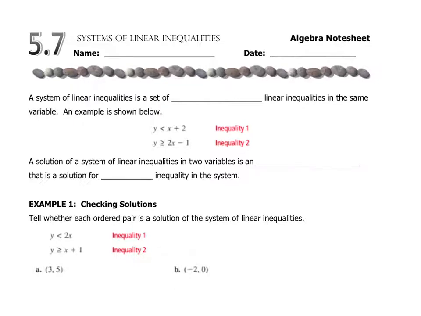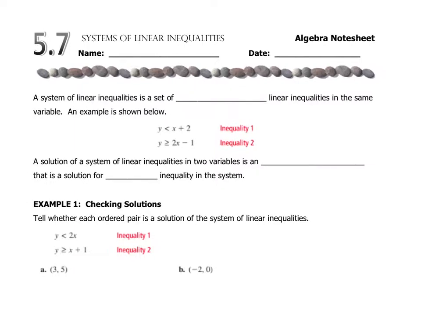So a linear inequality system is a set of two or more linear inequalities in the same variable. So obviously they both have to be the same two variables to do the system. So here is an example right here. So these two inequalities, if they are a system, are working together.